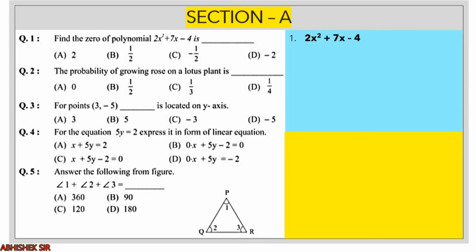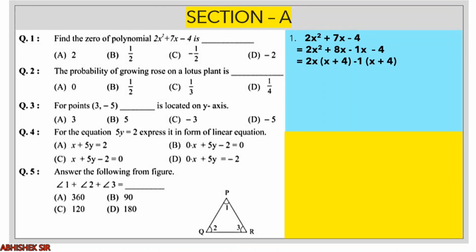So 2x square plus 7x minus 4, so we have to multiply 2 and minus 4, that will be minus 8, and from minus 8 we will have to bring plus 7, right? So our splitting will be plus 8 minus 1. 8 times minus 1 is minus 8, so product is okay. And 8 minus 1 is plus 7, sum is okay. So now 2x square plus 8x minus 1x minus 4.